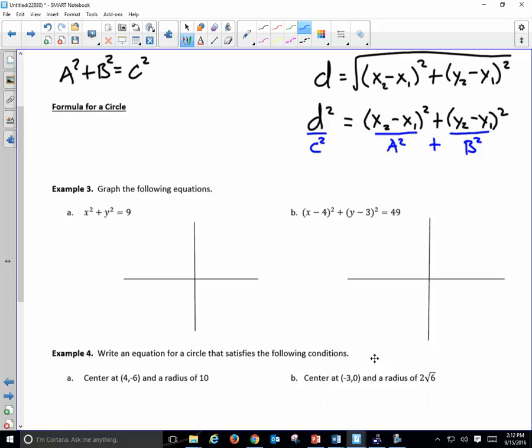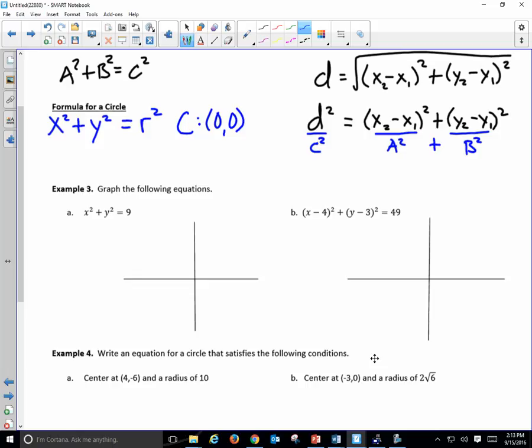The formula for a circle is this. You got two of them. x squared plus y squared is equal to r squared. There's two things that are important about a circle. Number one is the center of the circle. Here the center is 0, 0.